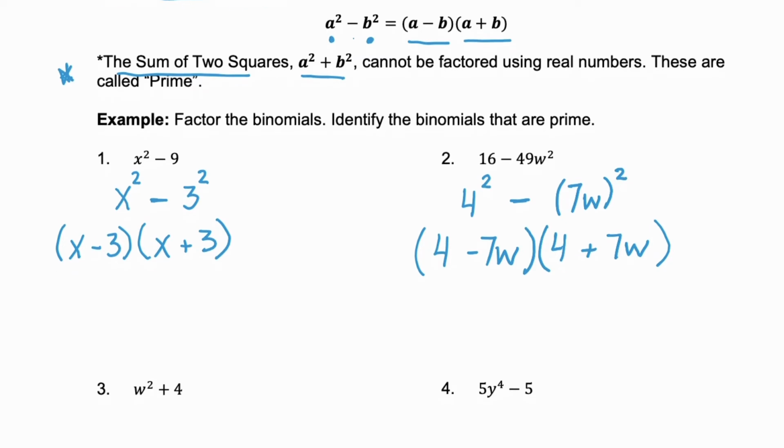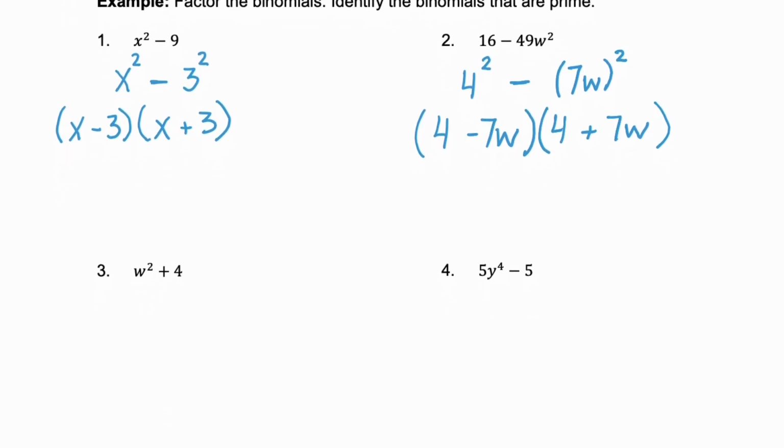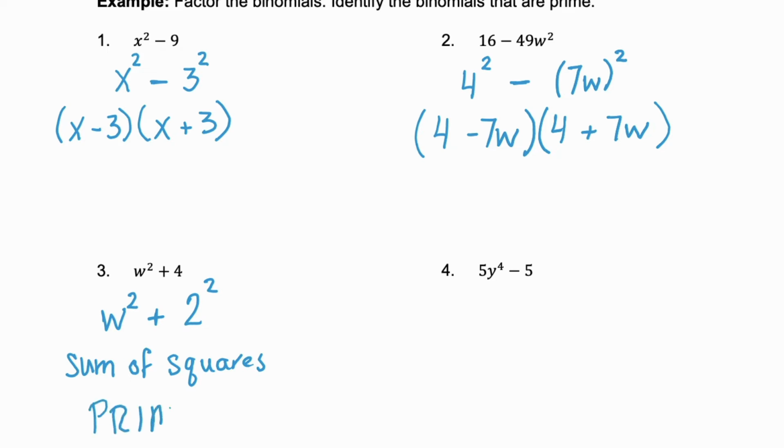Let's look at example 3. Do we have a GCF? No GCF. Is our first thing something squared? It is. It's w squared. And our second term is 4, which is 2 squared. But look at the sign in between. It's plus. So this is a sum of squares. And what did we just learn about a sum of squares? A sum of squares can't be factored with real numbers, so this binomial is prime. We can't factor it.